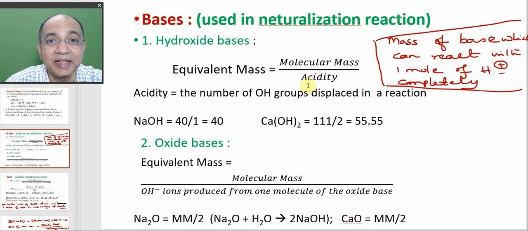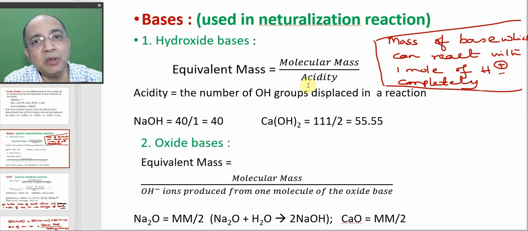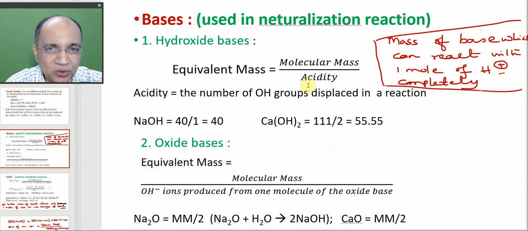Bases. How to find the equivalent mass of bases. Now tell me why we are so keen on studying how to find the equivalent mass. It's because chemical reactions take place in equivalence. That is why we are trying to know the factor that the molecular mass will be divided by, so that we get the equivalent mass.